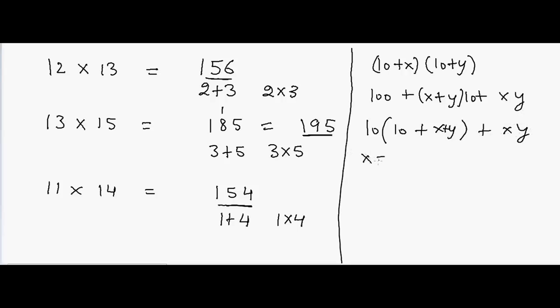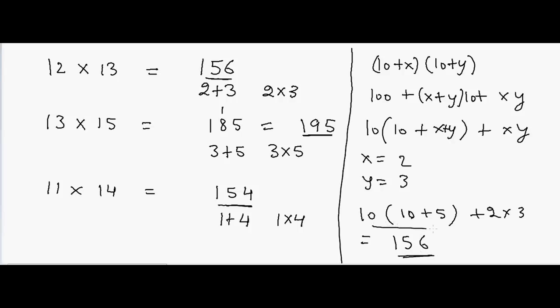So if x is equal to 2 and y is equal to 3, you can see it will be equal to 10 into (10 plus 5) plus 2 into 3. So that will give me 15 and then 6, so the 1 will go to the tens place. That's how this trick works.